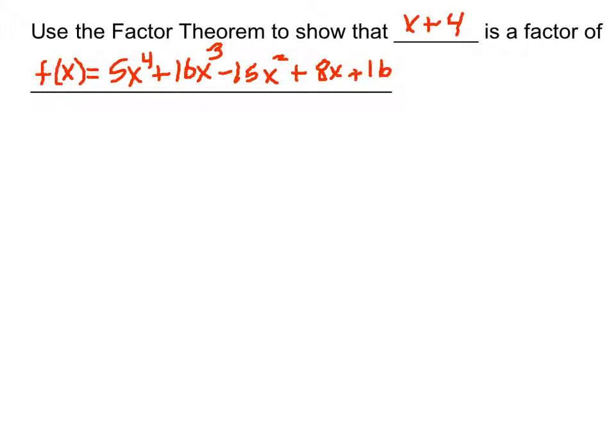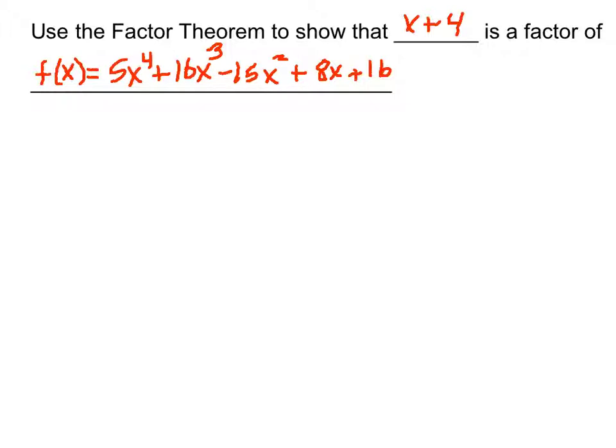These two ideas are connected. If you divide your larger polynomial by this other factor, whatever you want to test, you should get a remainder of 0. If the remainder is not 0, it is not a factor. So this problem says to use the factor theorem to show that x plus 4 is a factor of this larger polynomial function. F of x is equal to 5x to the fourth plus 16x to the third minus 15x squared plus 8x plus 16.